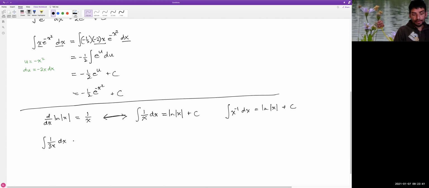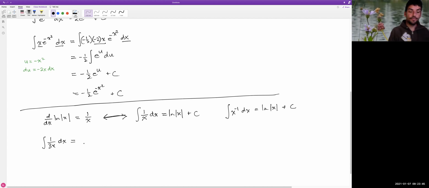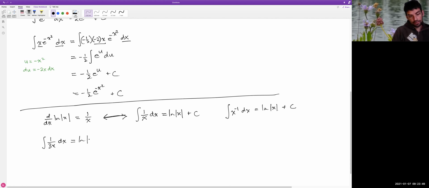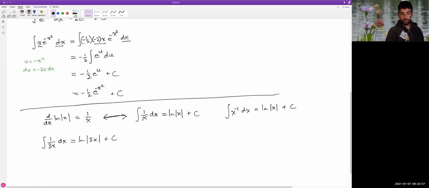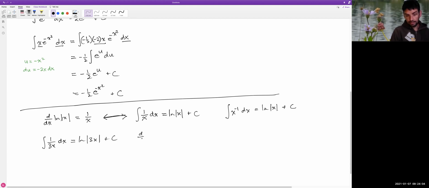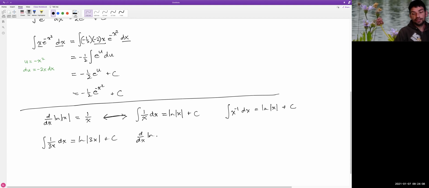right, we might be tempted to write something like the natural log of the absolute value of 3x. It feels a lot like we're just applying this rule. It's got natural log there. We have the 1 over something here, and we get the natural log of that something. But this is not correct. Let's see why. Let's take the derivative of the natural log of 3x.